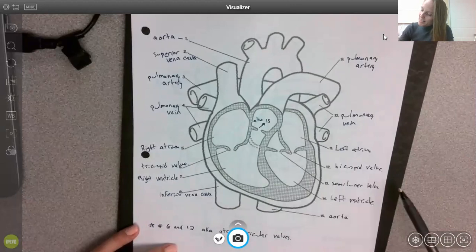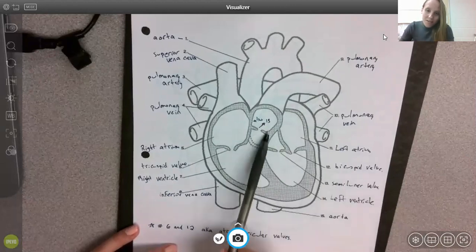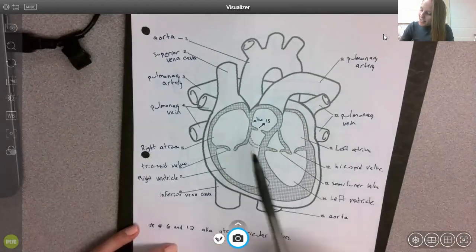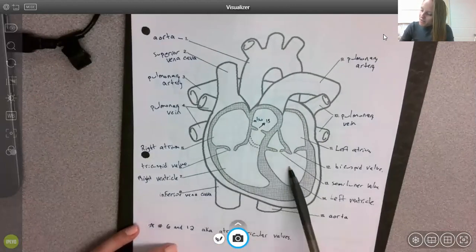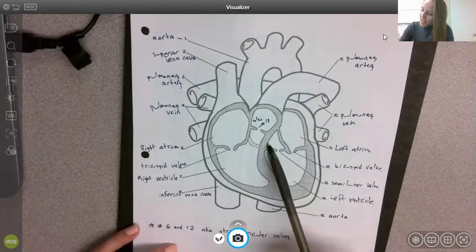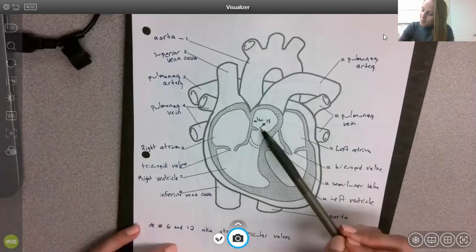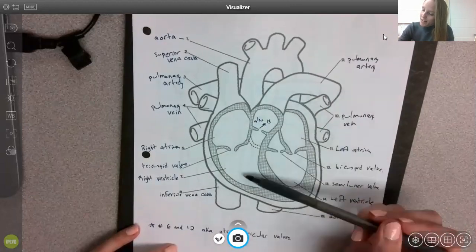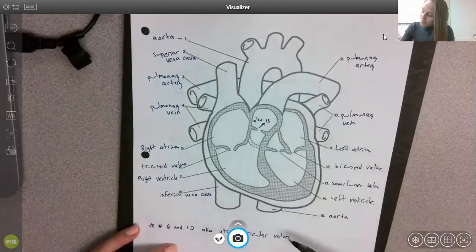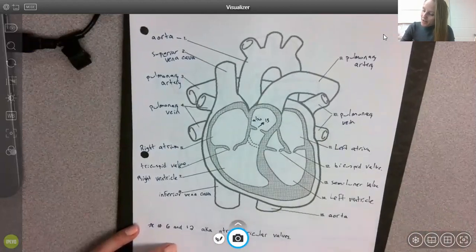Number 13 is the semilunar valves right here. These are also semilunar valves. They separate the ventricle, in this case, the ventricle from the aorta. And this one separates the ventricle from the pulmonary arteries. And then, like I said, this is the aorta down here as well.